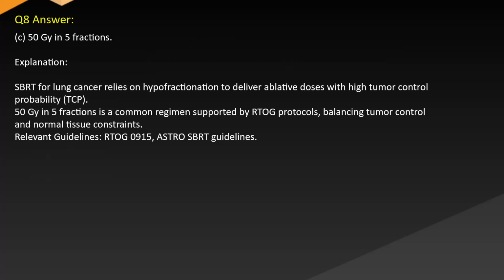Answer: C. 50 Gy in 5 fractions. Explanation: SBRT for lung cancer relies on hypofractionation to deliver ablative doses with high tumor control probability, TCP. 50 Gy in 5 fractions is a common regimen supported by RTOG protocols, balancing tumor control and normal tissue constraints. Relevant guidelines: RTOG 0915 and SBRT guidelines.